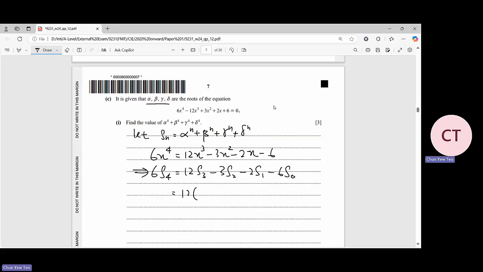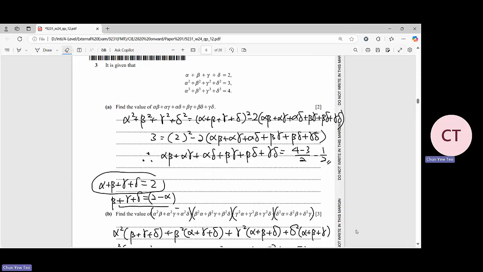I already have S3. From the result here, this is S1. This is S2. This is S3.